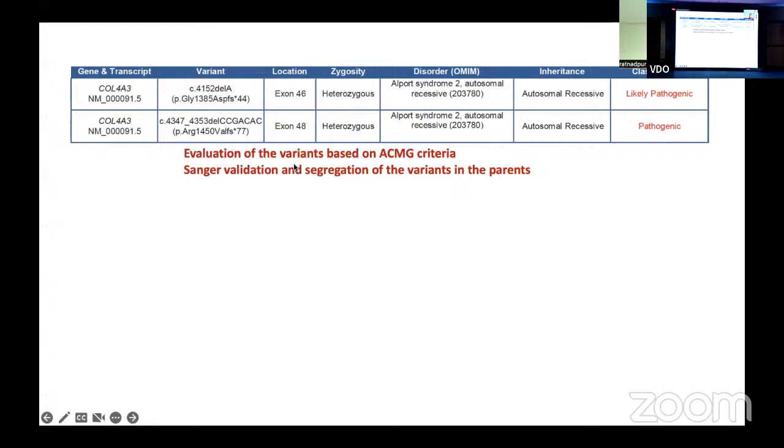Now, do we just take a report at face value? The variants that are identified on the report have to be evaluated based on specific criteria, which are the American College of Medical Genetics criteria, because when we do sequencing, we can get so many different kinds of changes, and every change may not be responsible for the disease. So depending upon the nature of the change, as well as the presence or absence of that change in previously published literature, the segregation of the variants in the parents, and Sanger validation of the variant, we then give a definitive diagnosis. No step within all this should be missed.